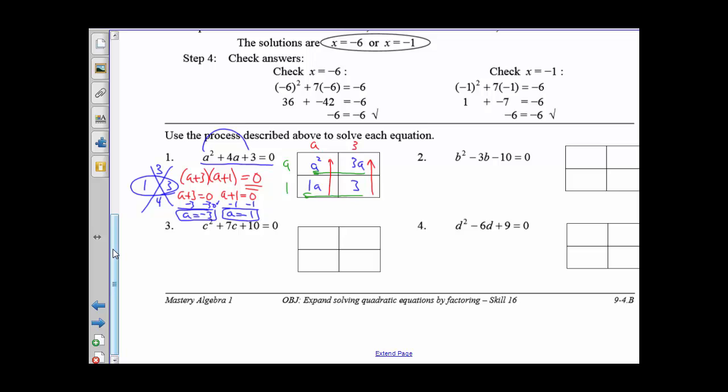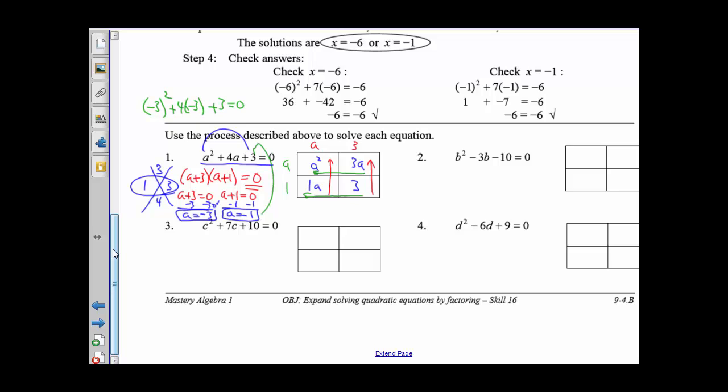So the next thing we want to do is plug these back into the original equation up here, and check to see, are we right? If we take the first one, we'll just do it at the top up here. If we take -3, put parentheses around it, and square that, and then plus 4 times -3 plus 3, that should be equal to 0.